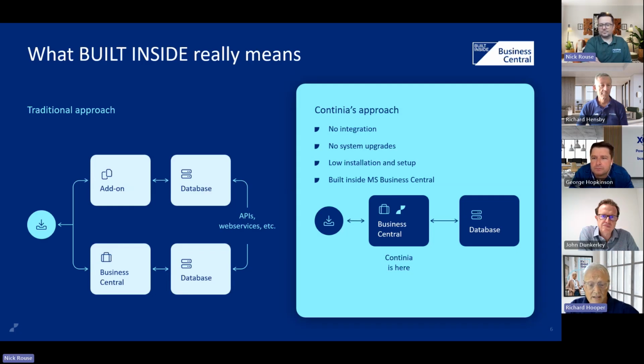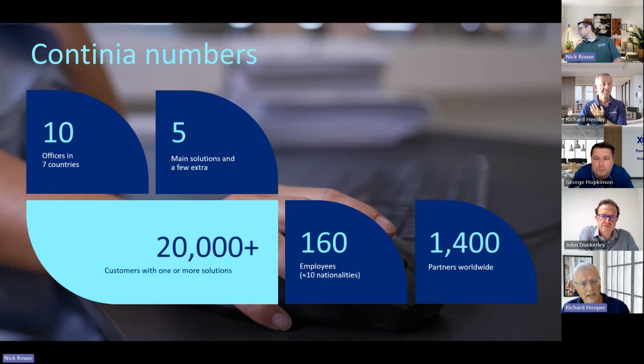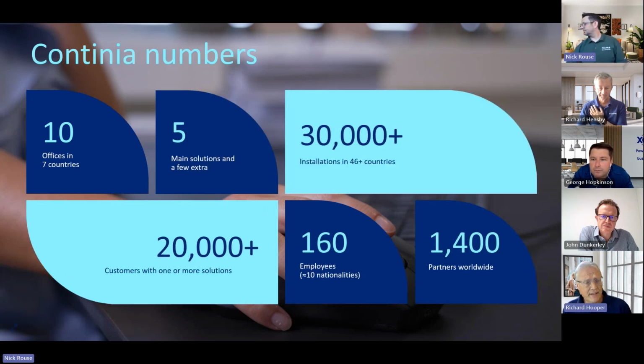And if we can just go to the next slide, please. So just to give you some very quick numbers. Our head office is in Denmark. Denmark is the home of Navision, which is obviously what we know as Business Central today. And we've got offices right throughout Europe, North America, and obviously this part of the world.